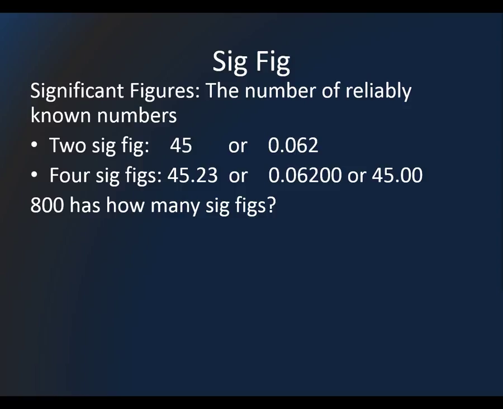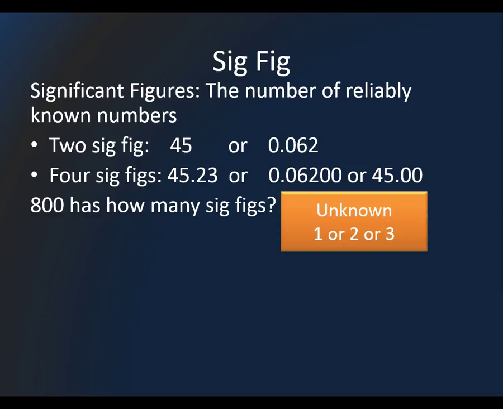What about 800? The temptation is to say 1 or maybe 3, but the reality is we just don't know. Because of the way 800 is written, because we need to have those zeros there or it becomes 8, we don't know if there's 1, 2, or 3 significant figures. If it was after the decimal point, like in 45.00 above, then we would know that they are significant zeros.